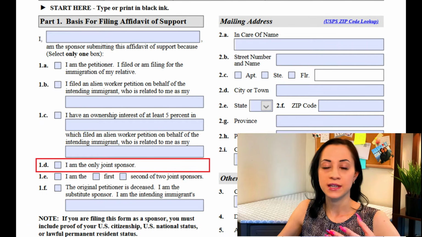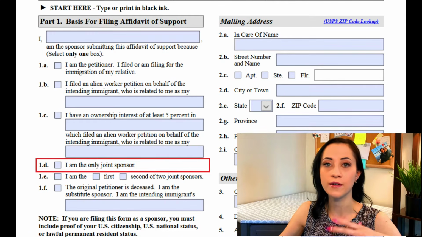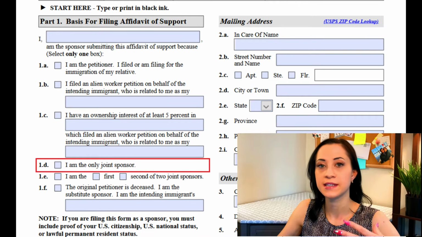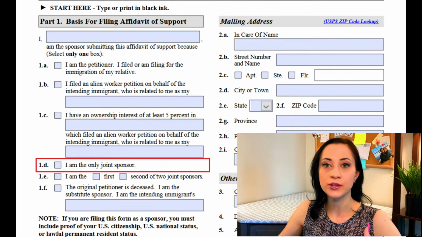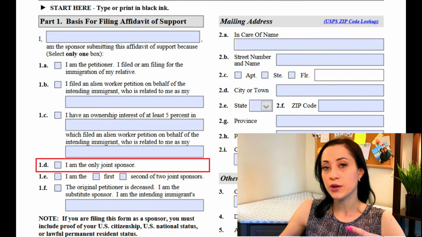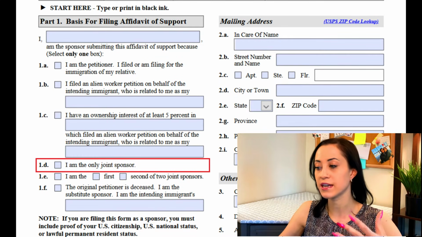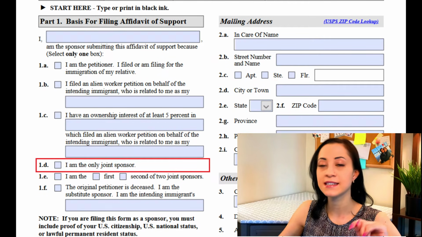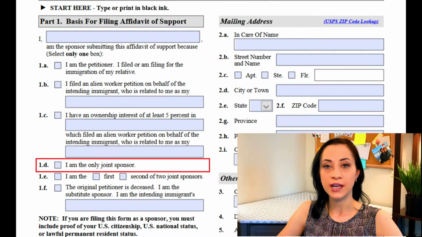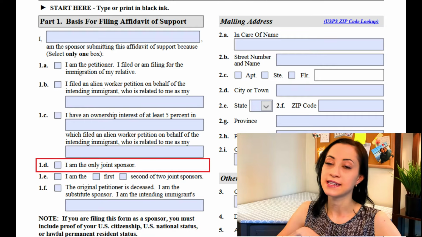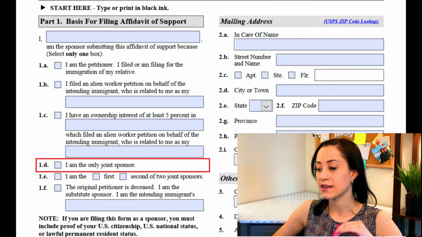If the petitioner is unable to meet the 125% requirement of the poverty guidelines, they still will have to submit Form I-864, but now they can also enlist the help of a joint sponsor who can meet this income requirement. Joint sponsor has to submit a separate Form I-864. The joint sponsor must be able to meet the 125% requirement of income for the poverty guidelines to cover both the intended alien and their own household as well, the joint sponsor's household. So basically, later in this form, we will be looking at how to calculate the household size, and the intending immigrant will be included in the sponsor's household size. So keep that in mind as well.